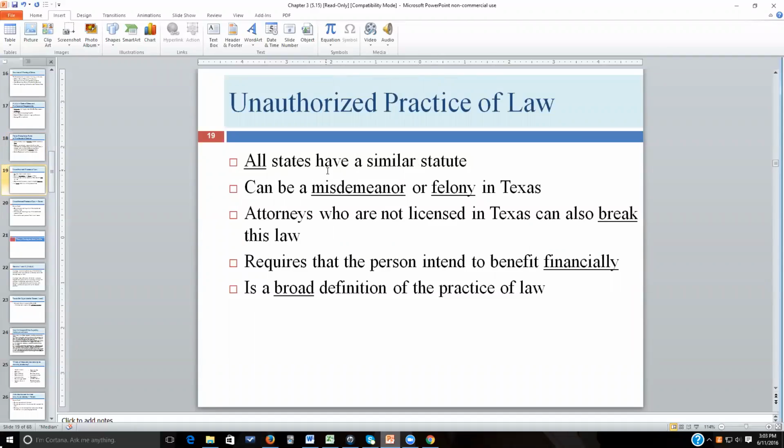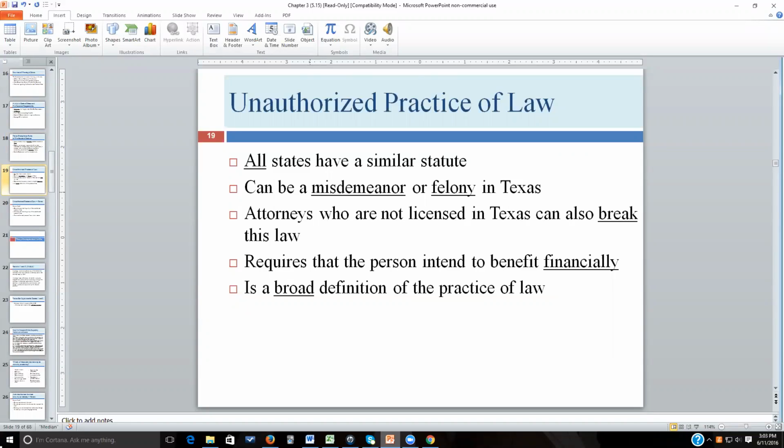The unauthorized practice of law. First thing to keep in mind is all states have a similar statute. There's going to be a question on a future test on that issue. So this is not something that's quirky with Texas, it's universal. Just like we don't want people pretending to be doctors or nurses, we don't want people pretending to be attorneys who are not. Depending upon the way that it is pled, it can be prosecuted as a misdemeanor offense or a felony offense.